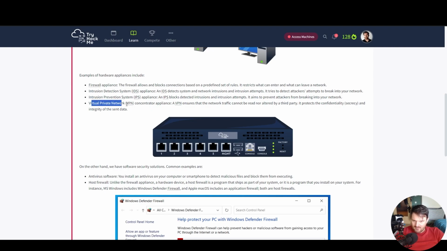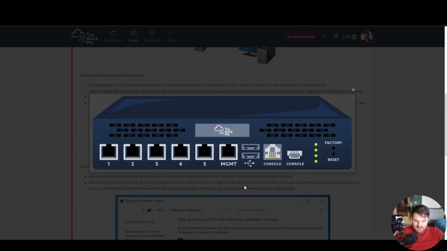VPNs, virtual private network concentrator appliance. A VPN ensures that the network traffic cannot be read nor altered by a third party. It protects the confidentiality, in other words the secrecy, and integrity of sent data. Here we can see the back of a router. You can see the LAN ports, the MGN, 2 console ports, and a reset.